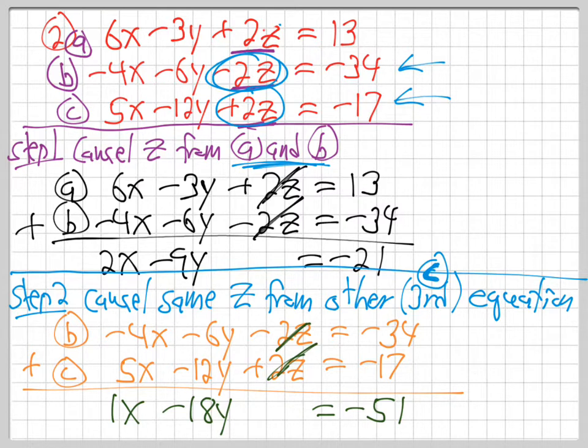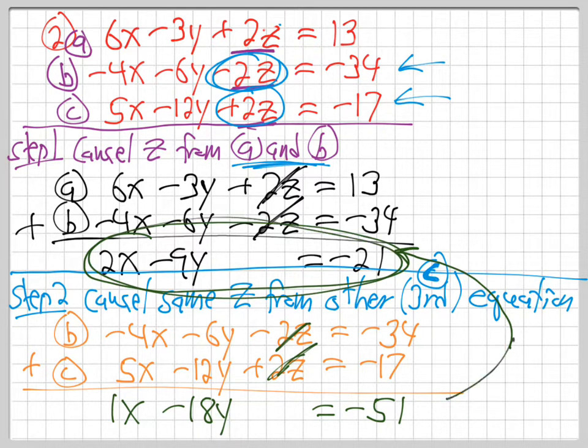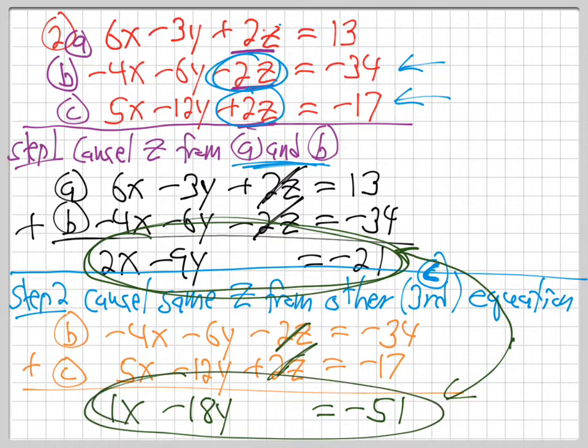See how I have this equation here and this equation here. Two equations that only have two letters. They just have x and y. I've eliminated z from all the equations. Now I have two equations with two letters. We know what to do now. So let's bring that over to step 3.